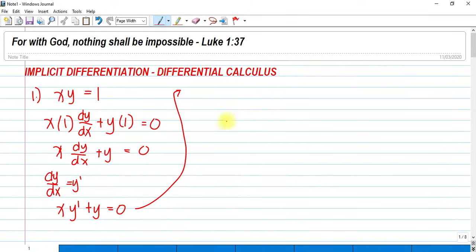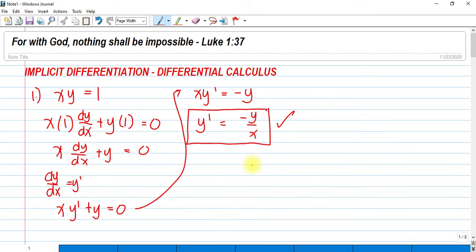So what will happen here? I'm going to isolate y prime. We have x y prime is equal to negative y, and y prime is equal to negative y over x. This can serve as the final answer.